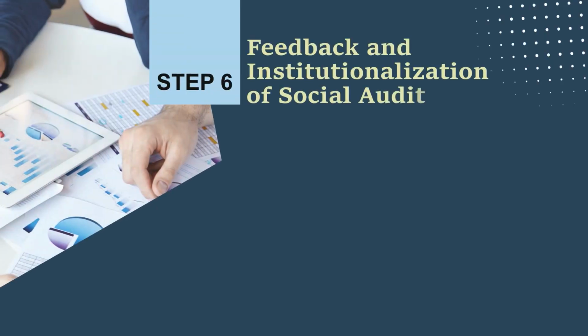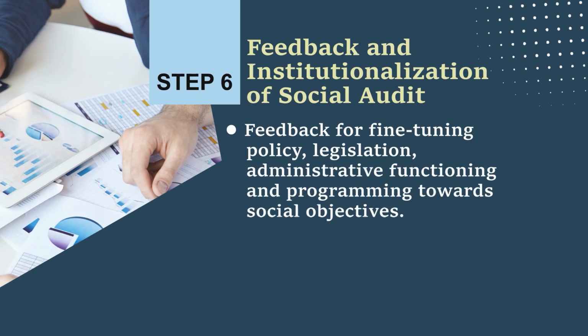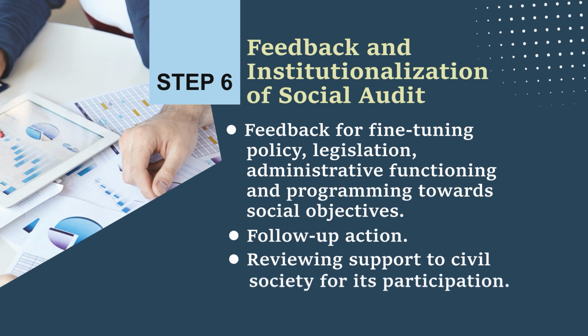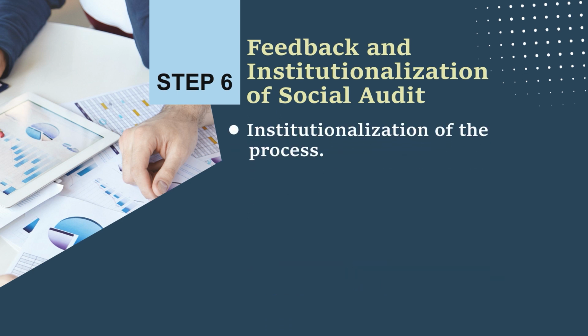The final step as far as social auditing is concerned, step 6, we call feedback and institutionalization of social audit. In this step, we need feedback for fine tuning policy, feedback for legislation, administrative functioning and programming towards social objectives, and we need to take up follow-up action and review support to civil society for its participation and institutionalization of the process. These are the various steps as far as social auditing is concerned.